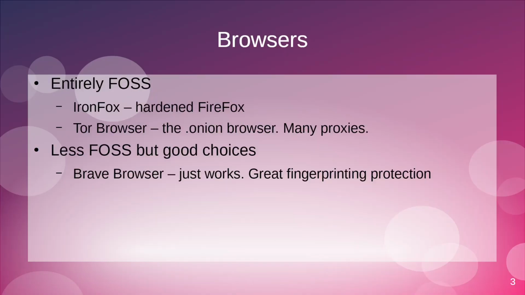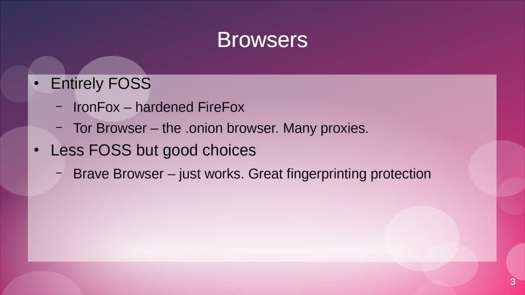I have a couple browsers listed. I don't have too many because most browsers on Android are not FOSS. And I even have one that is partially audited, which is Brave. But Iron Fox and Tor are definitely two good choices. And for the most paranoid, I would go with Tor because Tor browser has some extreme security and privacy features, including just the way that you connect to the internet. You go through many different proxies.